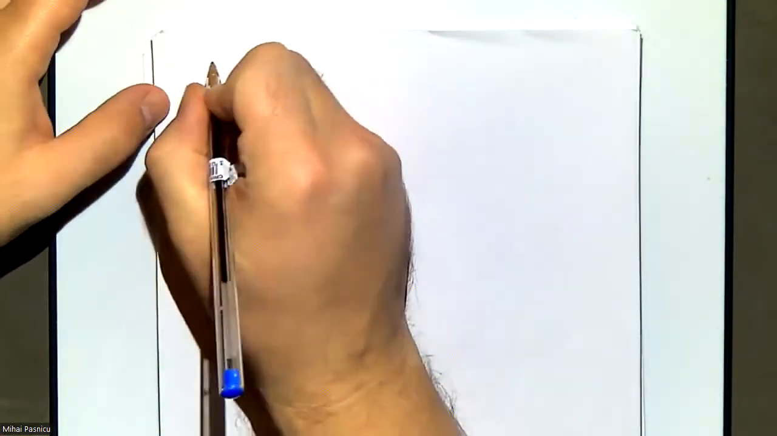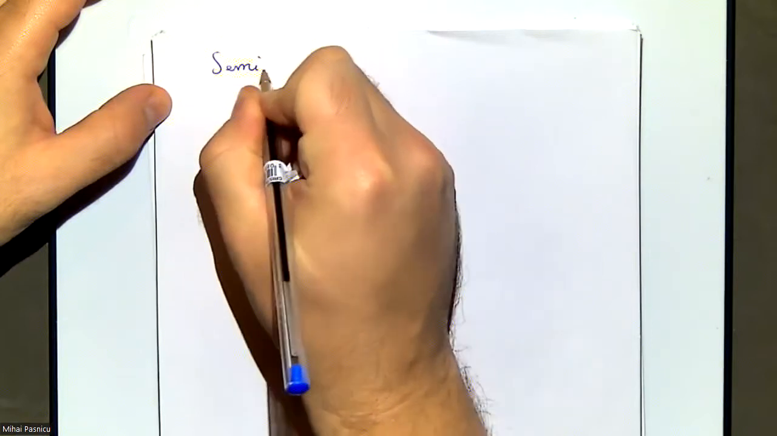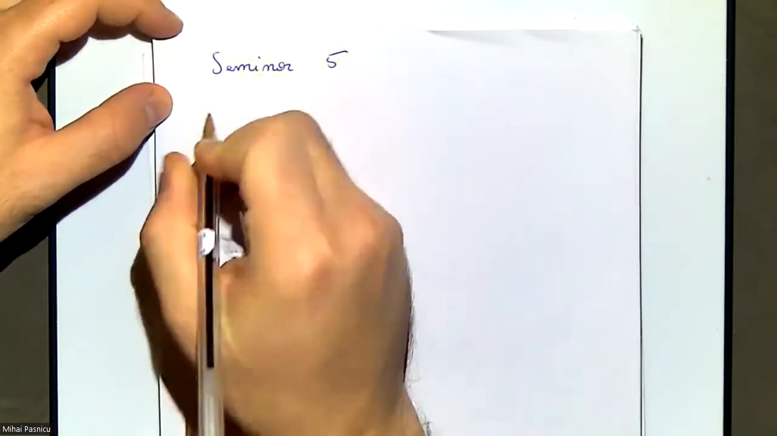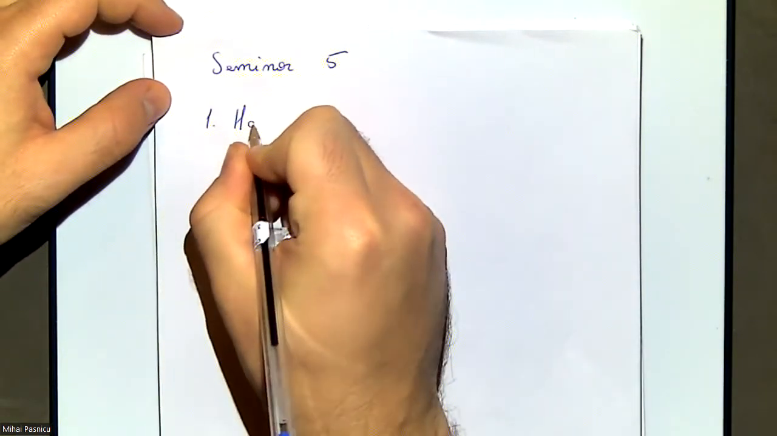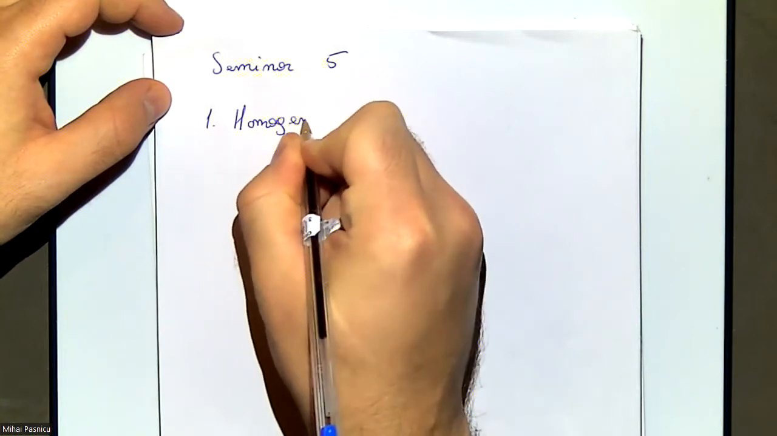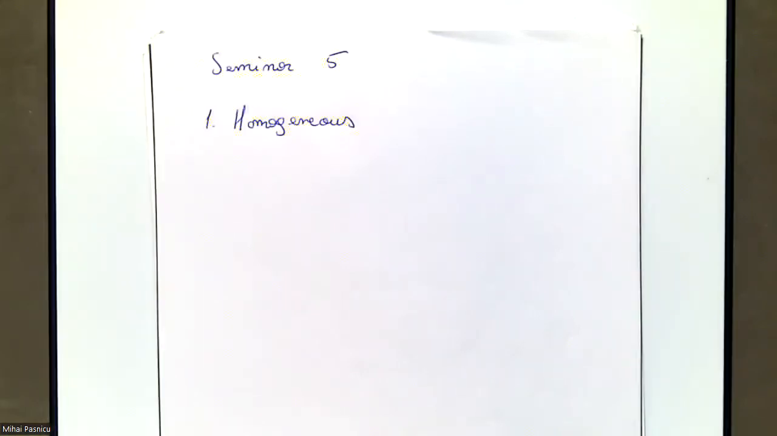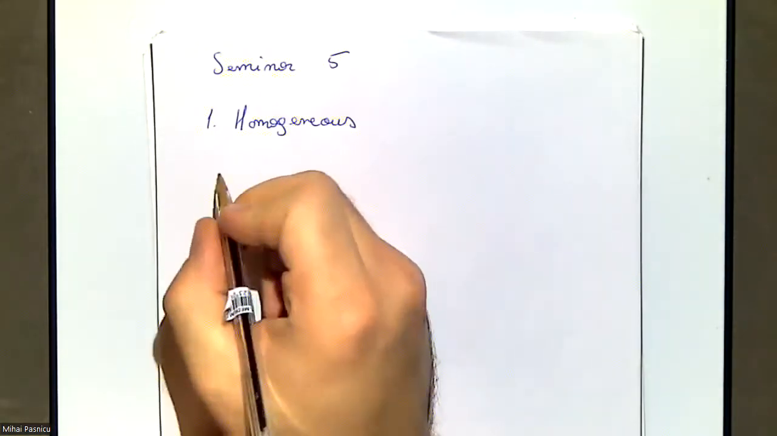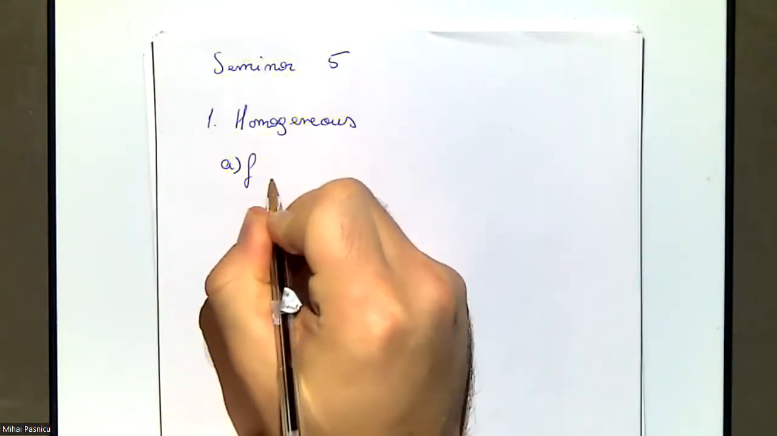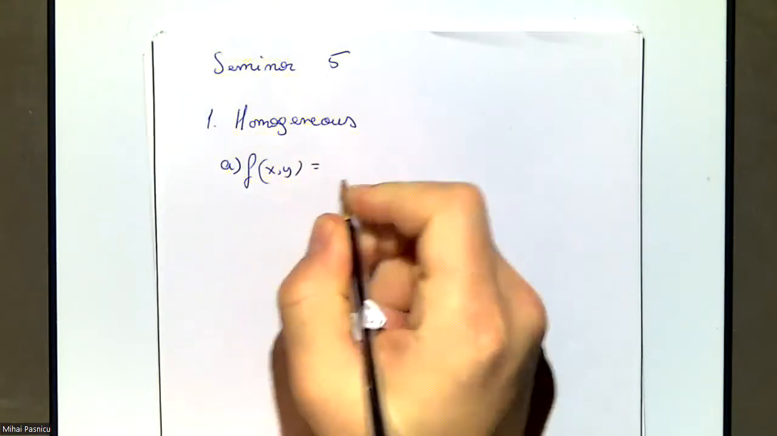Yes. So seminar 5. And the first one is asking you to check if it's homogeneous. Okay. And I'll write the functions first, and then you'll see what I'm doing.